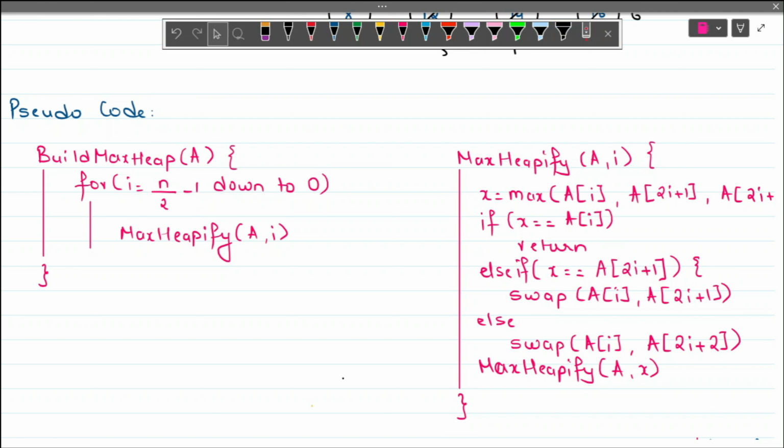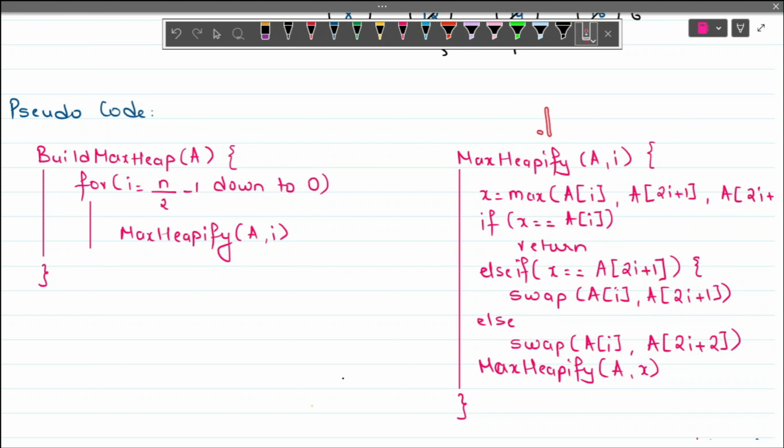So by seeing the pseudocode you might think that the build Max Heap function takes n by 2 times. Why? Because it is coming from n by 2 and going down till 0. So this might take n by 2 times. Now for n by 2 times we are calling the Max Heapify function, right?